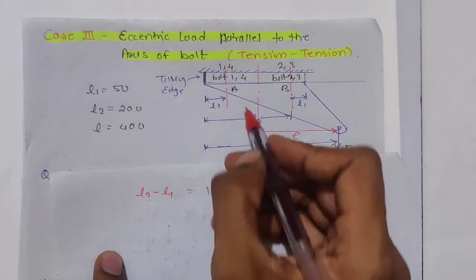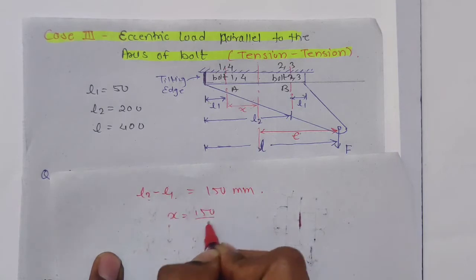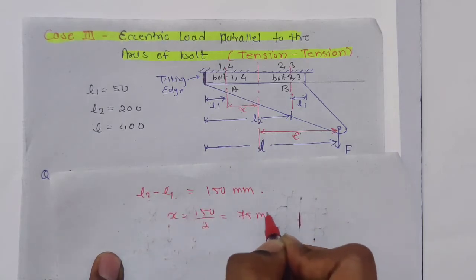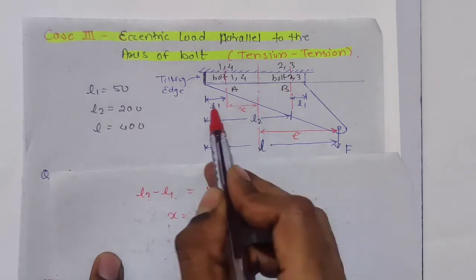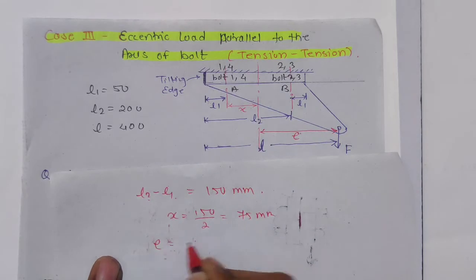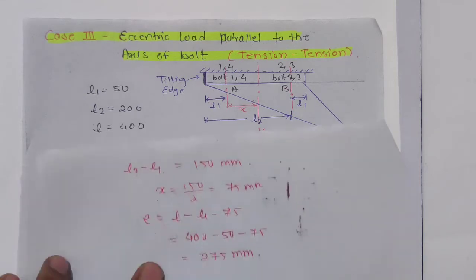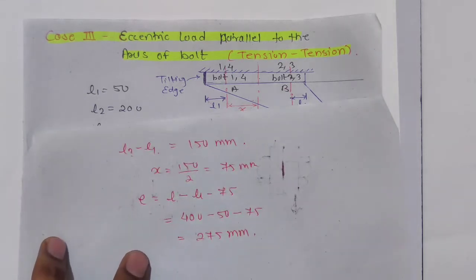Then this distance, I'm just mentioning it as X. So this X will be 150 by 2, so it is 75 mm. Now I know this total distance. I will just subtract this distance from L to get the eccentricity. So eccentricity will be L minus L1 minus 75. L is 400, minus L1 is 50, minus 75. So I will get 275 mm.